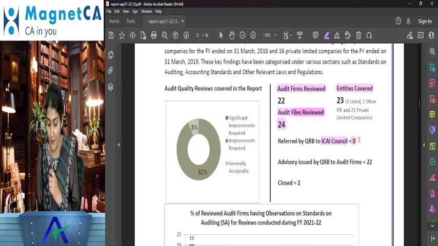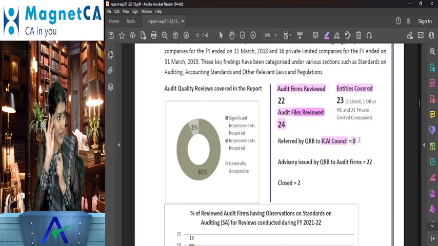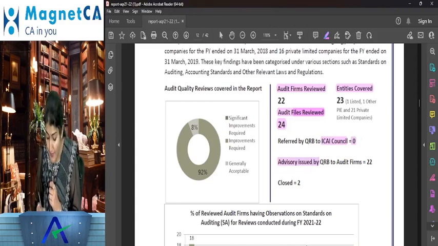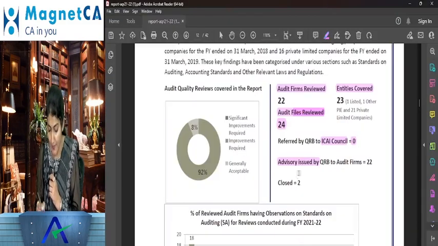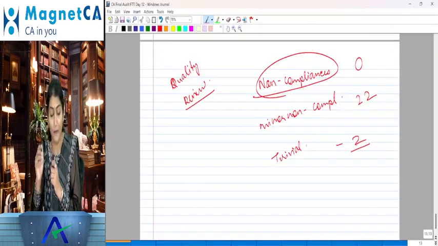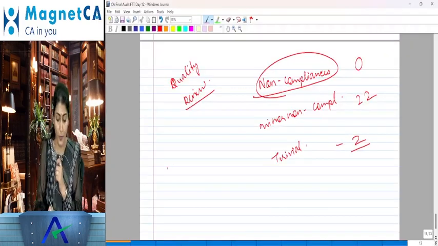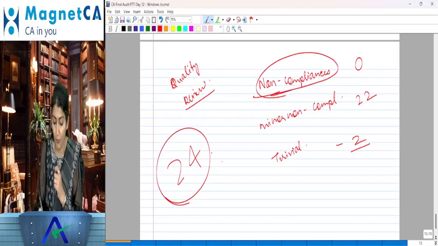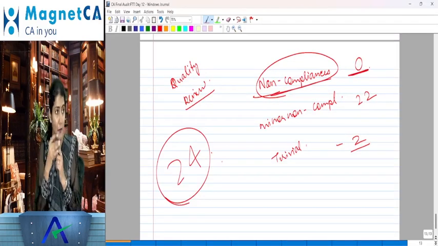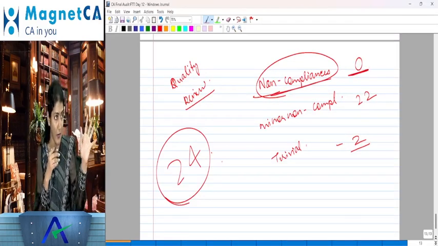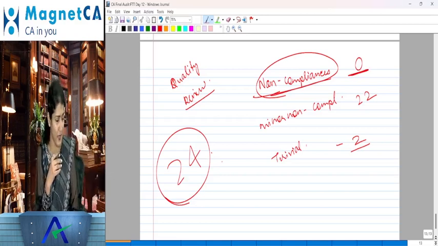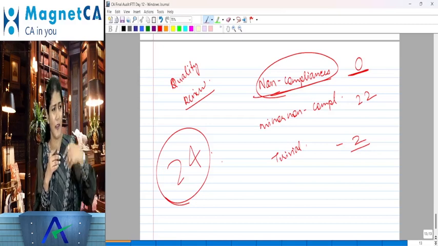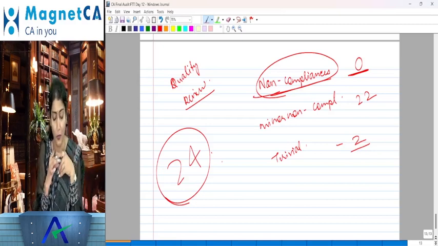So how many matters did they refer to the ICAI? 0 matters. Then in how many cases was an advisory issued to the CA firm? 22 cases. And in 2 cases the matter was closed. Why was it closed? Because of very trivial observations. So 24 files were reviewed. Out of that, in how many cases was the reference made to the ICAI? 0 cases. 22 cases an advisory. Okay, please improve. This is not the correct way. And in 2 cases, it was insignificant. So that is why the matter was considered to be closed.